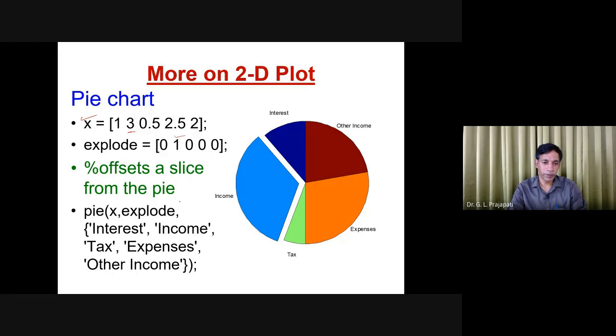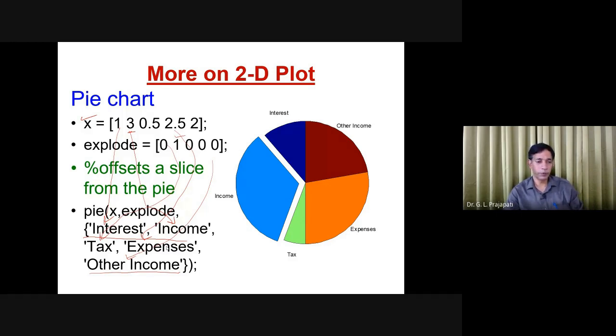Okay, this is the offsets, and now you have the block. This is the block from here to here, and this block shows what you want to name. Like the first one corresponds to the interest. Here this is the interest, and this three maybe income. You may want this three to correspond to the income. 0.5 corresponds to the tax you are going to give, and 2.5 corresponds to the expenses you are going to have, and 2 corresponds to, for example, other income you have.